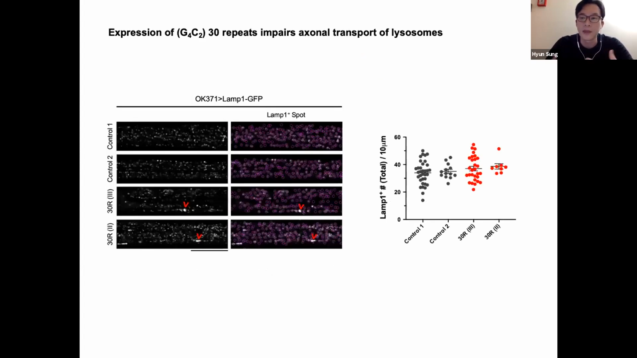To validate this, we first marked out the lysosome, the key intracellular organelle in the protein degradation pathway. Here we see the axonal lysosome in fly motor neuron visualized by LAMP1-GFP. As we can see here, the total number of axonal lysosomes was not affected by the expression of the G4C2 repeats. However, we do see aggregates and enlarged axonal lysosomes upon expression of the repeats, and these signals normally displayed very static movements.